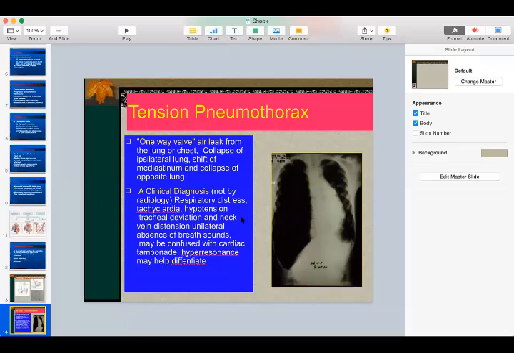On this side, a clinical diagnosis can also be made, right, based on respiratory distress of the patient. You'll be tachypneic, you'll be struggling to achieve each and every single breath. There will be tachycardia, there will be hypotension, and tracheal deviation, the trachea being deviated to this side. Along with that, you're going to see unilateral absence of breath sounds.